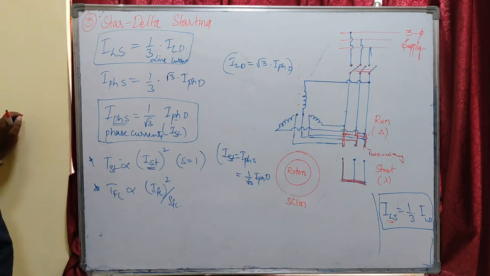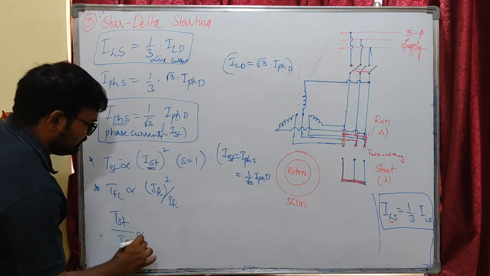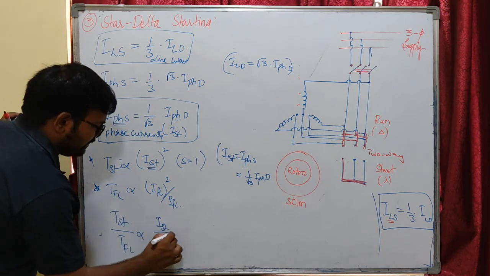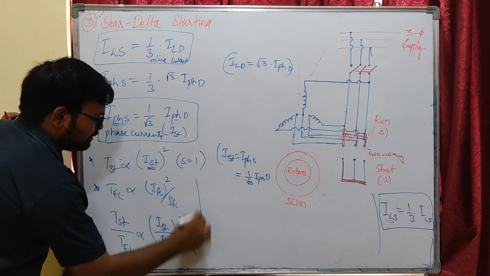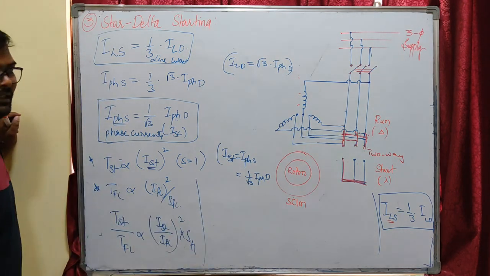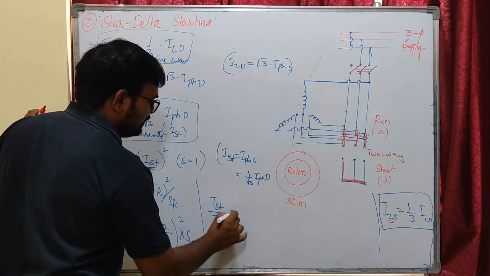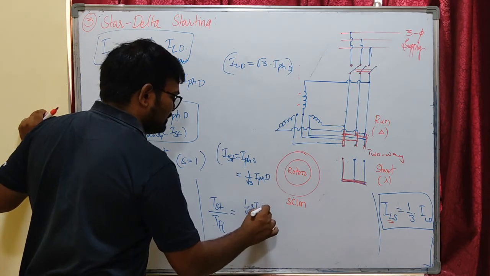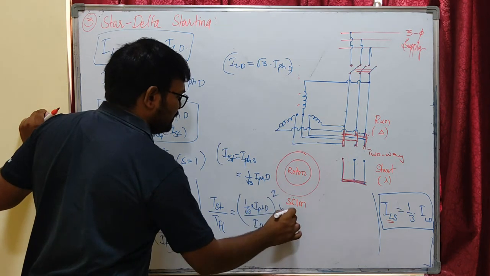Now let us see the relation between starting torque and full load torque. I am replacing IST with 1 by root 3 times the phase current in delta. So let me write IST by IFL whole square into SFL. The expression for starting torque to full load torque in star delta starting will become I phase delta by IFL whole square into SFL.